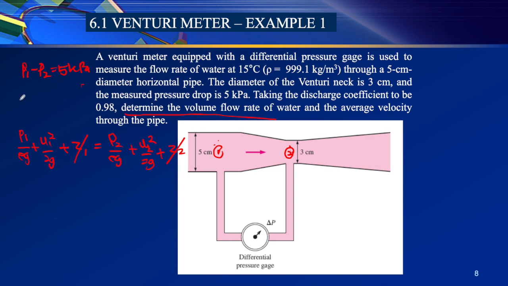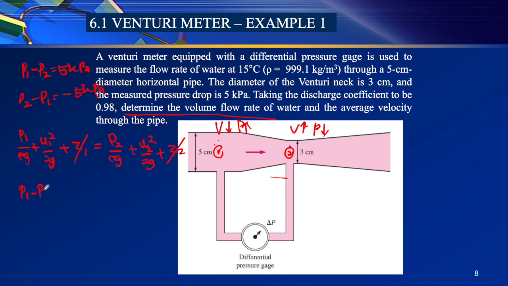If you want to rearrange into P2 minus P1, you have to put negative 5 kPa, because this value represents the pressure drop. If you do P2 minus P1, P2 is not greater than P1, so you should have a negative value. P1 is always greater than P2, since where the velocity is higher the pressure is lower, and where the velocity is lower the pressure is higher. So P1 has higher pressure compared to point number two. So we have to rearrange this equation into P1 minus P2 to make it easier for us.